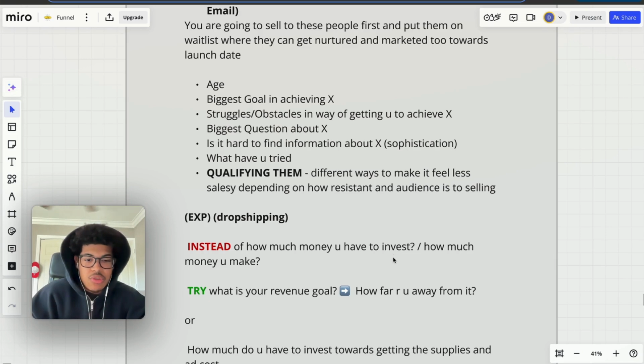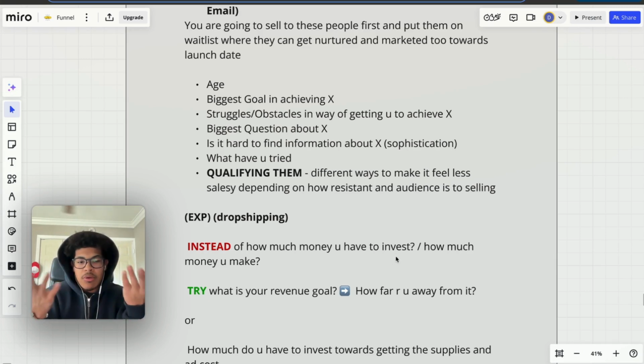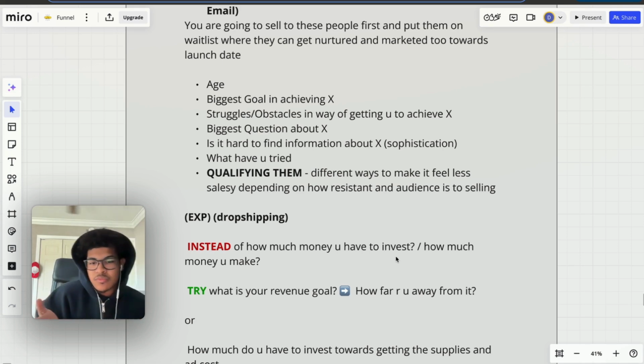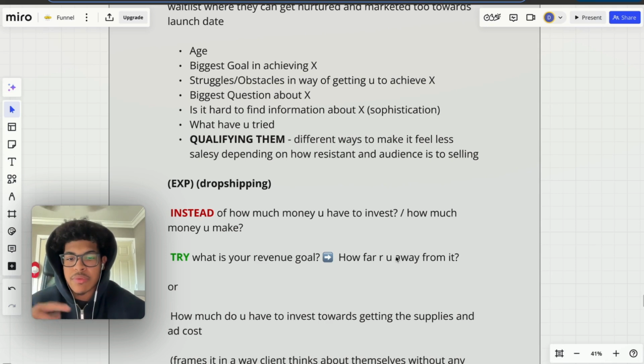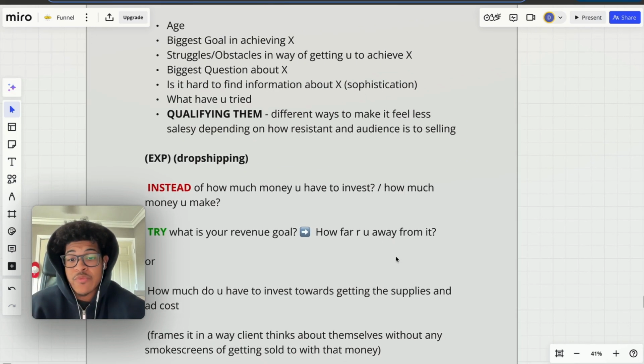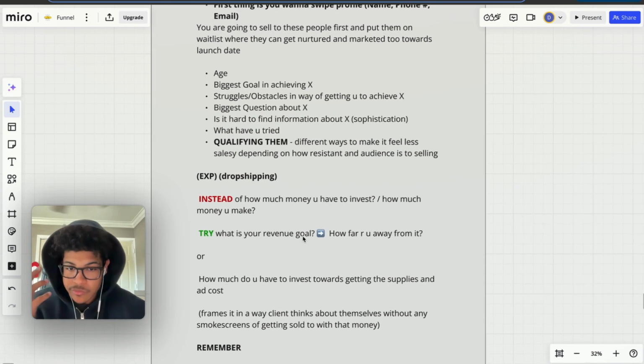Instead of saying how much money you have to invest in the program right away and putting it in front of them, they're not going to answer that truthfully. Or how much money you make, they're not going to answer that truthfully. They're just probably going to put a random number, or they're going to hop off the survey in general and just not even finish it. I would rather do, what is your revenue goal? How far are you from it? Different framing. What's your revenue goal? 10K a month.